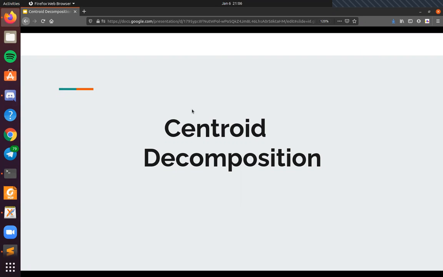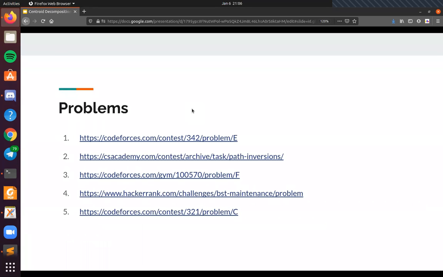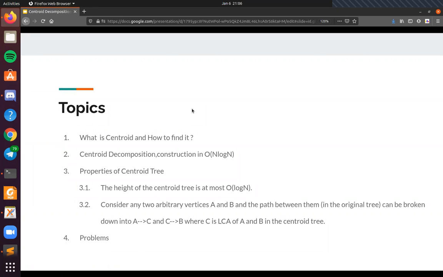These are the topics we will be covering today. We will cover what a centroid is and how to find it. Then we will move on to centroid decomposition and its construction in NlogN. Then we will look at properties of the centroid tree, and then we will do some problems. I have prepared 5 problems, but we will see if time permits. Let's begin with what a centroid is and how to find it.